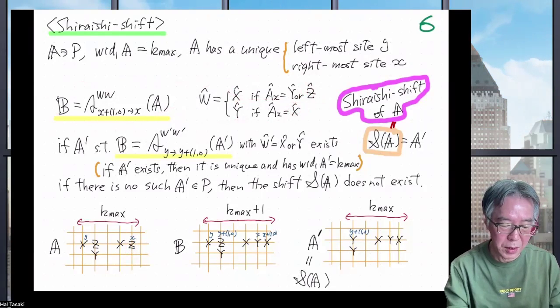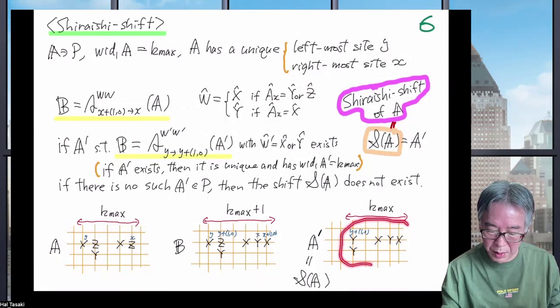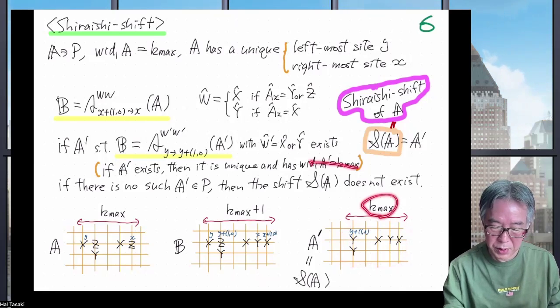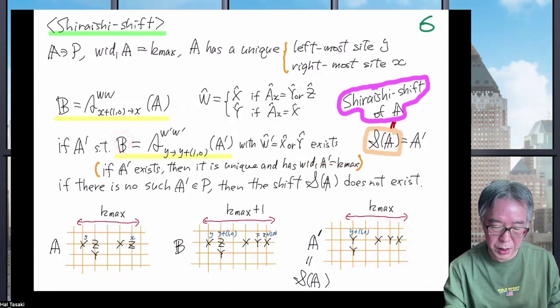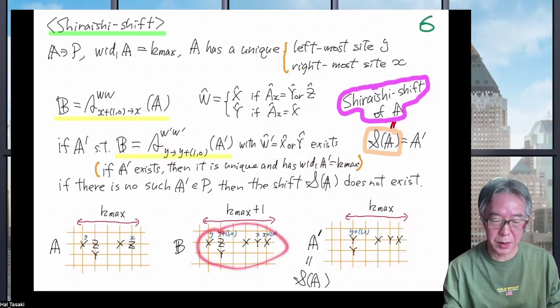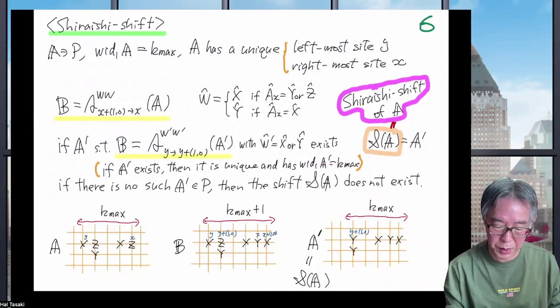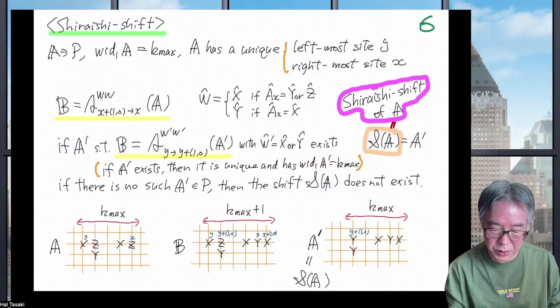Then you ask if there's any A prime which generates B like this. And this says that B is generated from A prime by appending Y. Okay, so this is A prime. Okay? It has width K max. It has smaller width than B. And this B is obtained by this appending site Y here. So in this case, if you take commutator with XX, then this X is appended and this Y changes to Z, and you precisely get this. Okay. So in this case, A prime existed. Okay. And W prime could be X or Y.